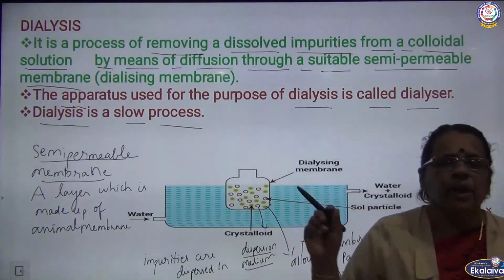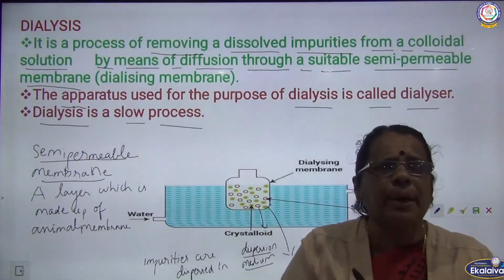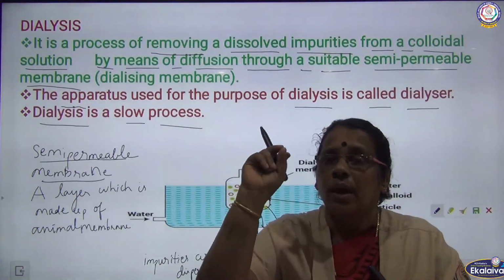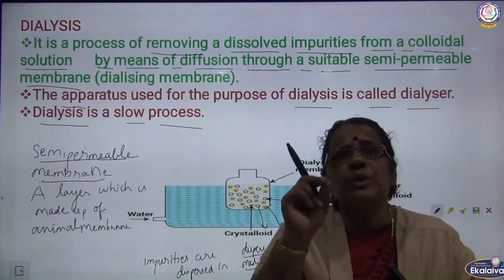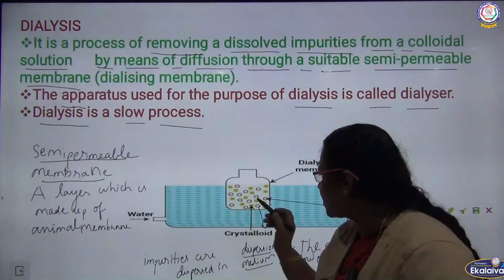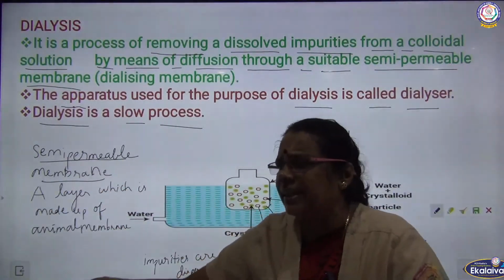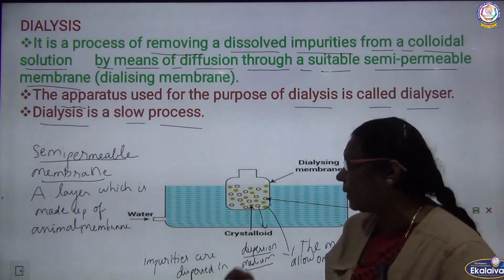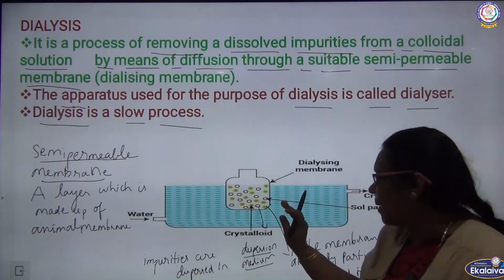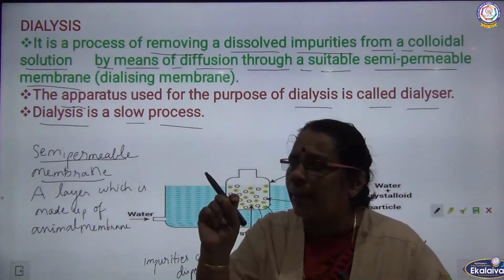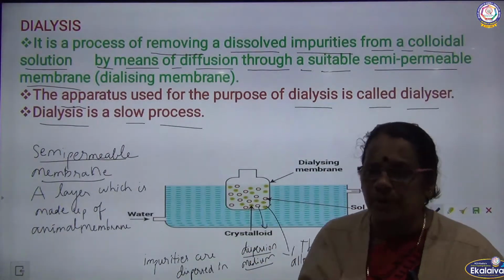We take the colloidal solution in the semi-permeable bag, which is made up of parchment paper or animal membrane. There will be pores in the semi-permeable bag. Through these pores, the ions present as impurities will pass through and get dispersed in the dispersion medium. I have taken water here as the dispersion medium. The impurities present in the colloidal solution pass through the pores and get dispersed in the dispersion medium.